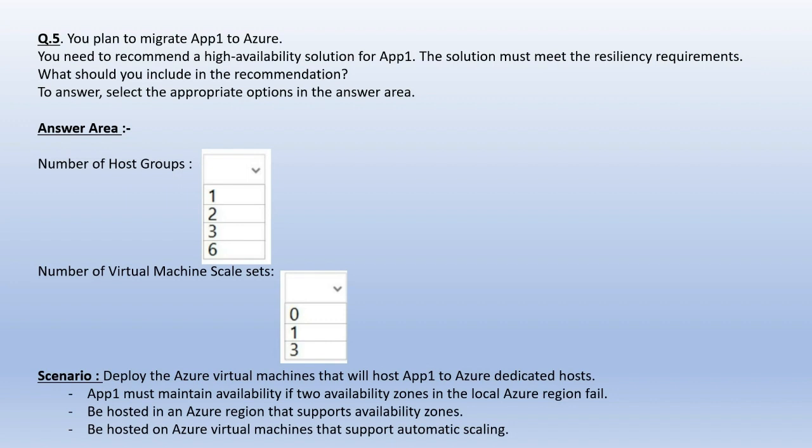So pause the video, try to guess the answer. I have given you a hint. You should be able to give the answer. And here are the answers. If two availability zones fail and the app must still run, then we need a minimum of 3 host groups, and for each host group we need 3 virtual machine scale sets. So the answer for both questions would be 3 and 3.